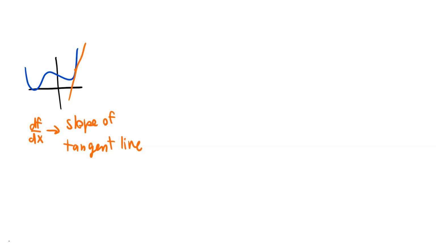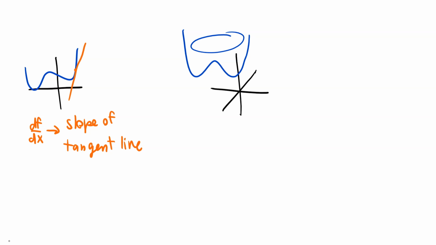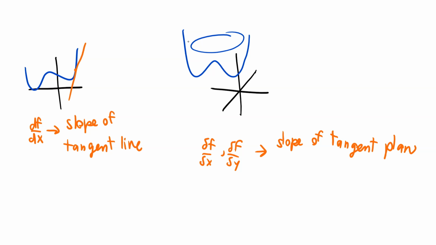Now, in higher dimensions, my graph is going to be in 3D. So the graph of my function could be like a 3D function. So this is like a 3D thing, by the way. Now, what is going to happen here is the partial derivatives df by dx and df by dy are actually going to tell us the slope of the tangent. But it's not going to be a tangent line anymore. The thing that is tangent to my graph here is actually going to be a tangent plane.